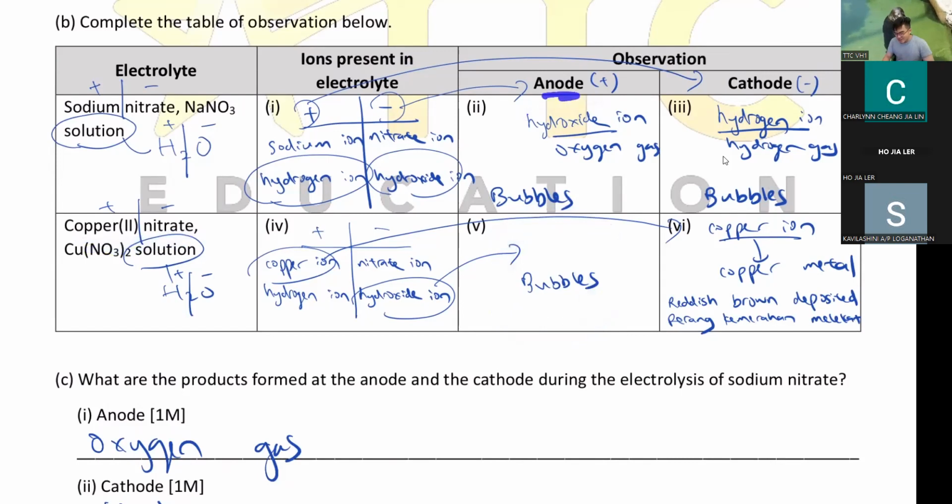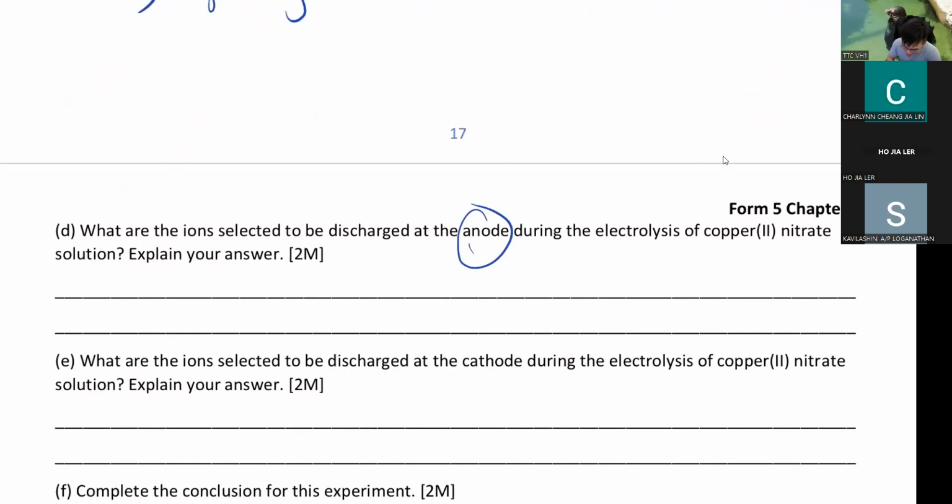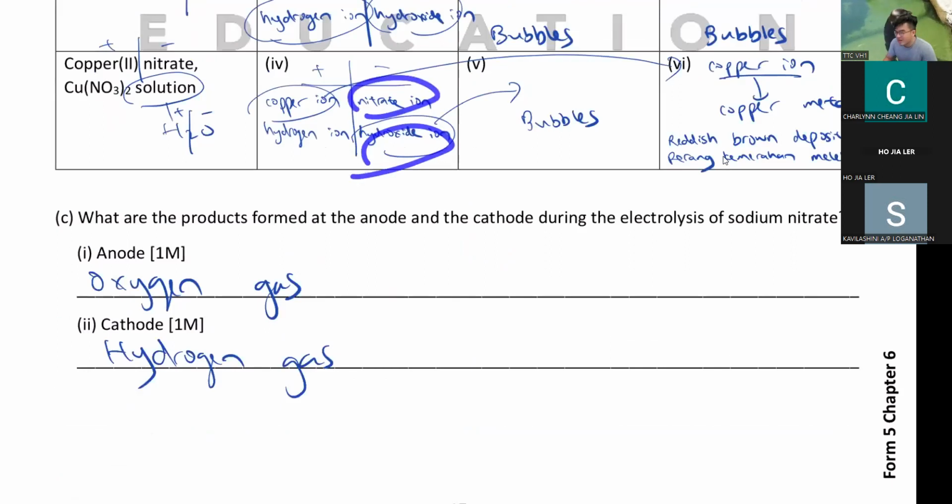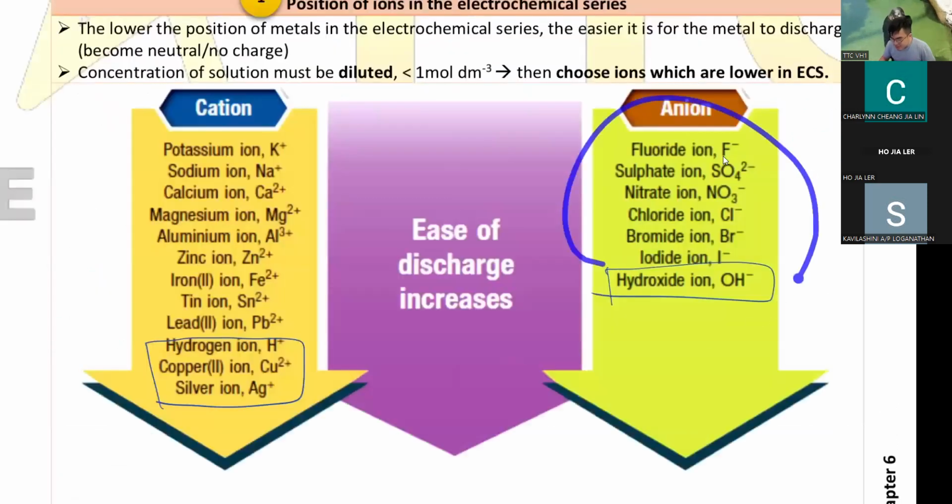Anode, Kavi. Anode is positive. What will they attract? They will attract the negative hydroxide ion, isn't it? Yes, hydroxide ion. And they want you to explain why choose this, why not nitrate, why hydroxide? Because in the electrochemical series, hydroxide is what? Describe the position to me.